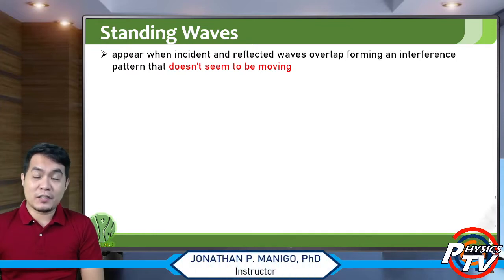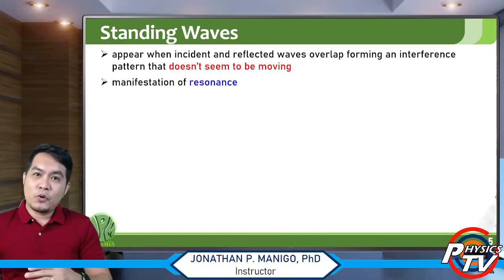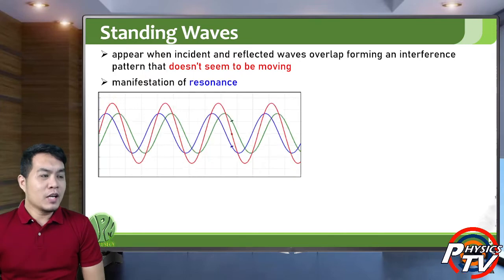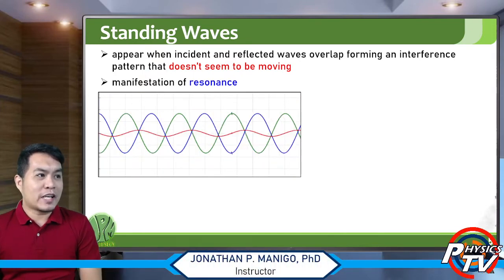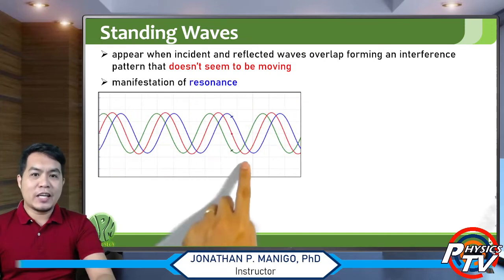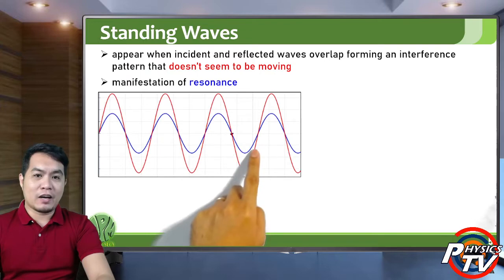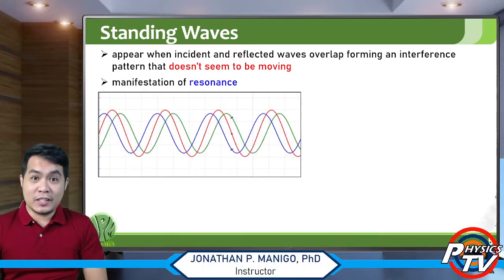Standing waves are waves that don't appear to be moving. Standing waves are a manifestation of resonance. So if you have produced standing waves, then there's actually resonance happening. This is an example of an animation of standing waves. You see green waves going to the right, and the blue waves are the reflected waves.